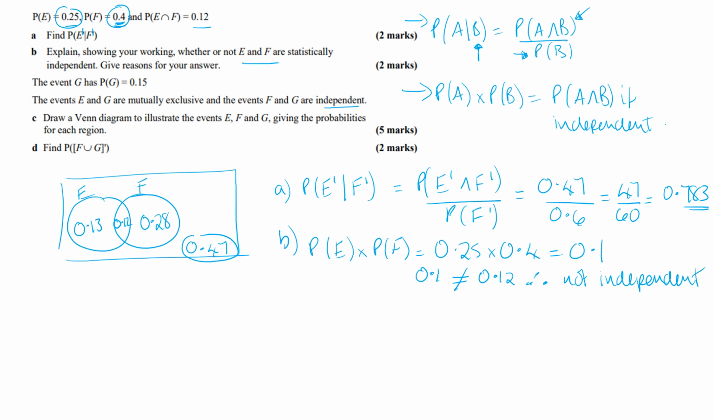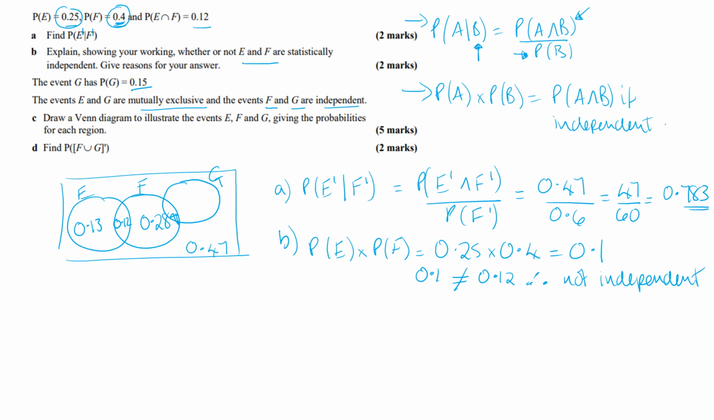Now we've got a new event. G is 0.15, and we're told that E and G are mutually exclusive. That means that there's no intersection. So we can put G here, because there's going to be no intersection with E, because we're told they're mutually exclusive, but we are told that F and G are independent. So the probability of all of F times all of G does equal that intersect in the middle.